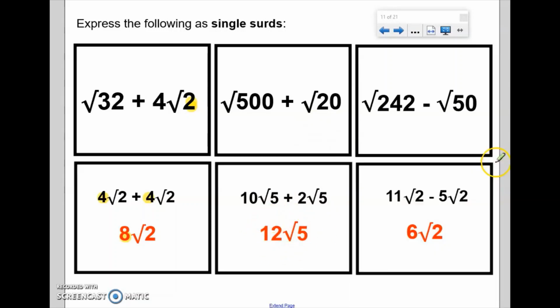For our last question, we would split root 242 into root 121 times root 2, which would simplify down here, the square root of 121 being 11, and then root 50 would simplify down here, and then because it's a subtract, 11 root 2's take away 5 root 2's gives us 6 root 2's.